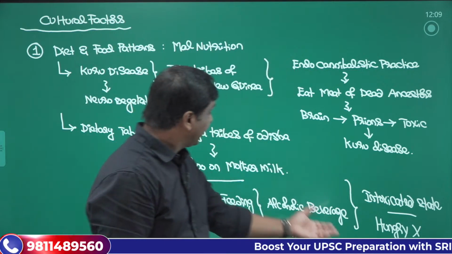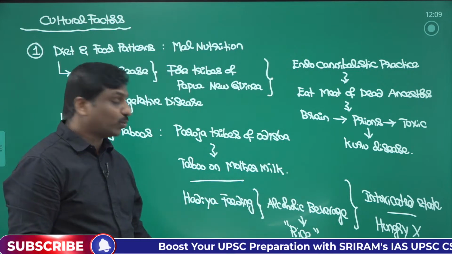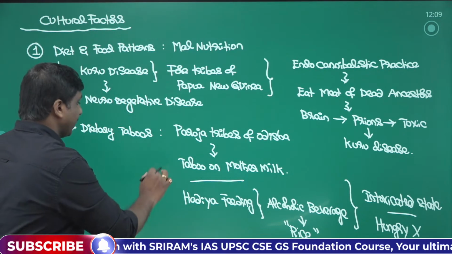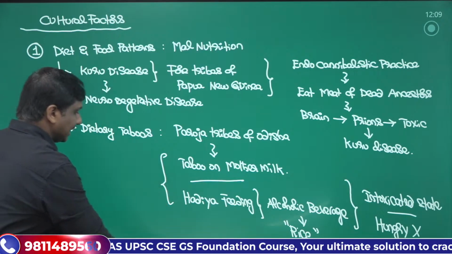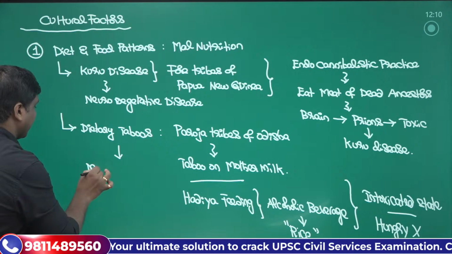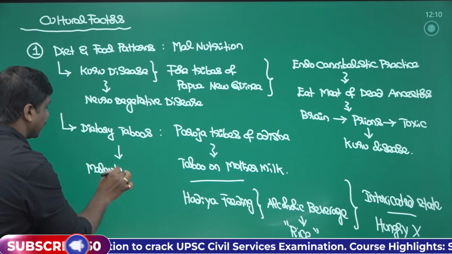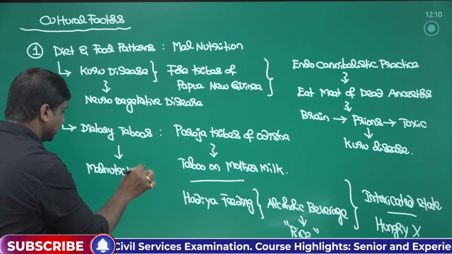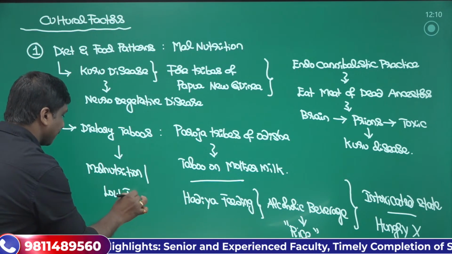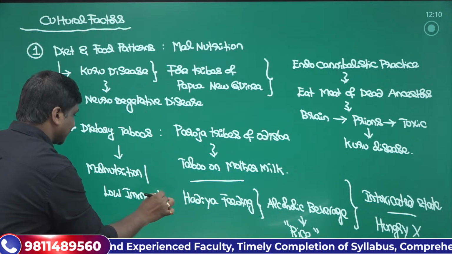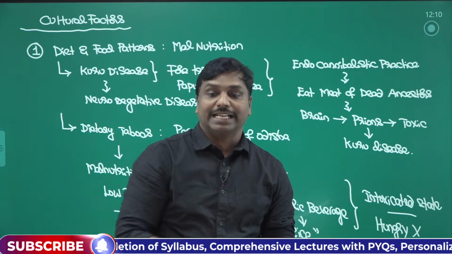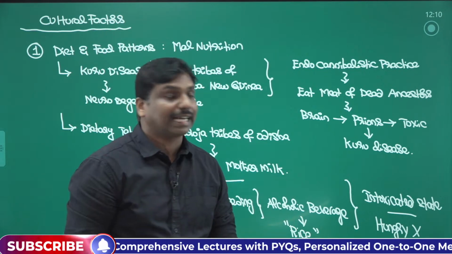Here we will systematically get some health issues, like malnutrition. When you don't get this nutrition, these dietary taboos lead to issues like malnutrition, then low immunity, such kinds of issues, right? That is one important aspect. Like that we have so many further aspects.